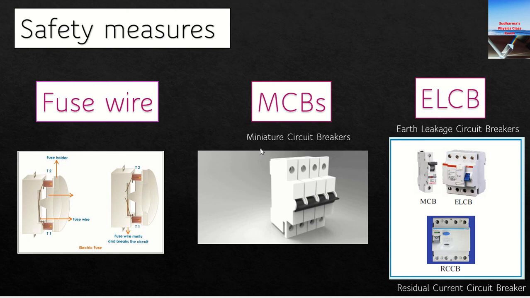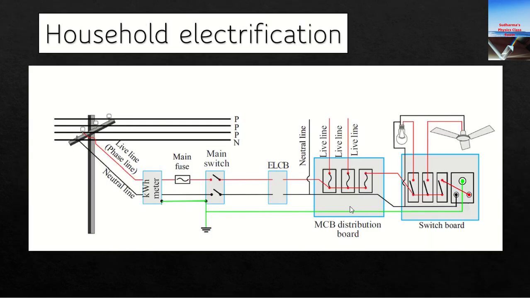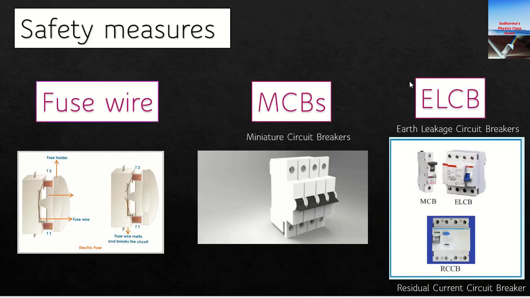So nowadays in all our houses we can see these miniature circuit breakers. This is what we see in our distribution box within our house. Let me just show you that distribution box here. See the MCB distribution board, right? Within that you can see many switches. They are the miniature circuit breakers.